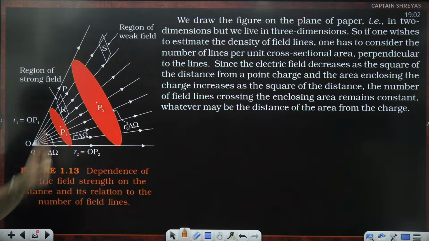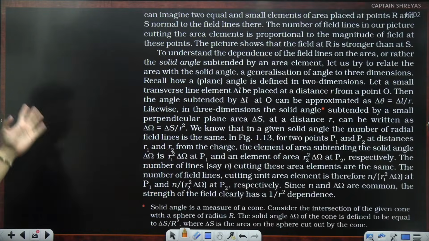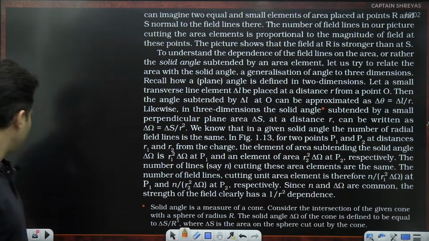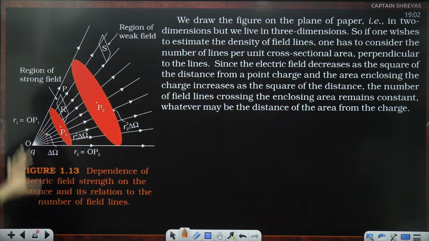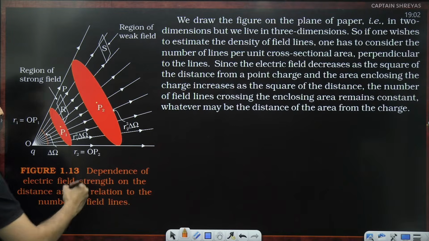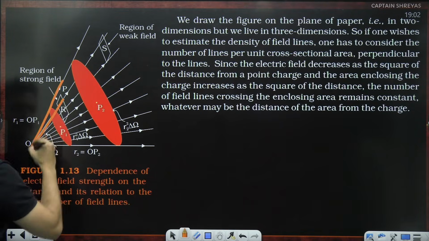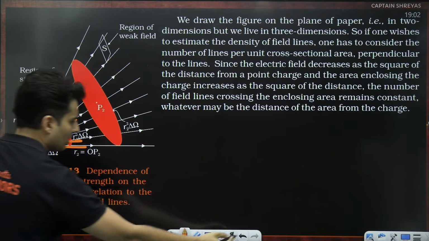Now, this paragraph is often misleading for many students. Sir, what is this paragraph, sir? Because they introduced solid angle and all that over here. See, I'll tell you what. In this particular diagram, there is a charge here. Electric field lines are coming in all the different directions.